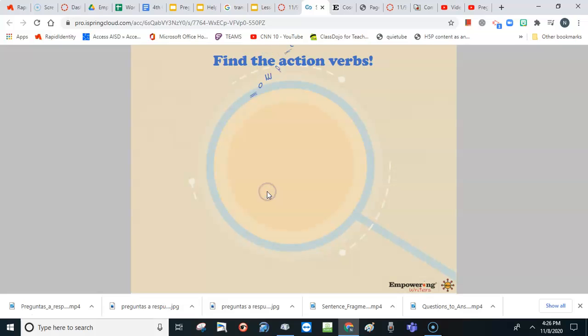Find the action verbs in these sentences. Mom baked cookies. Baked is the action verb. Julie kicked the soccer ball. What's the action verb? Kicked is the action verb.